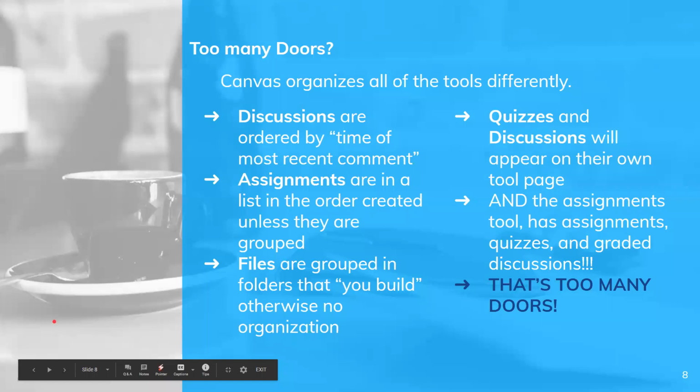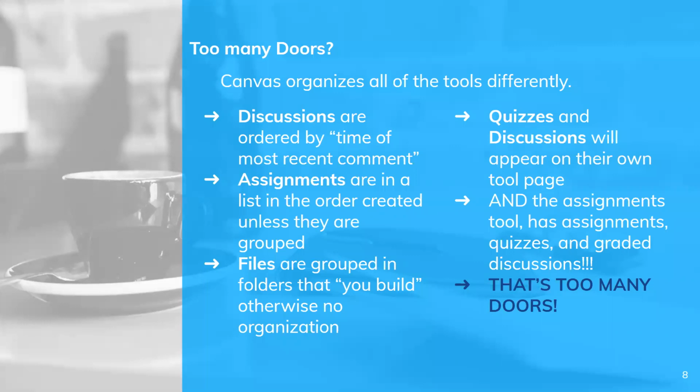Okay, so too many doors? What does that mean, right? Canvas organizes all of the tools differently. Discussions are ordered by time of most recent comment. Assignments are in a list in the order created unless they are grouped. Files are grouped in folders that you build, otherwise there is no organization. Quizzes and discussions appear on their own tool page, and the assignments tool has assignments, quizzes, and graded discussions, and that is just too many doors.